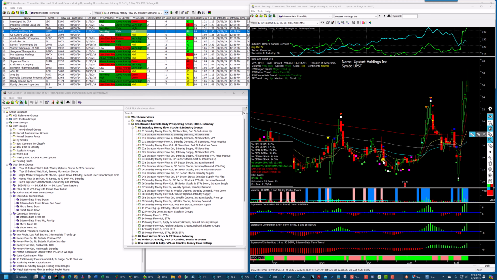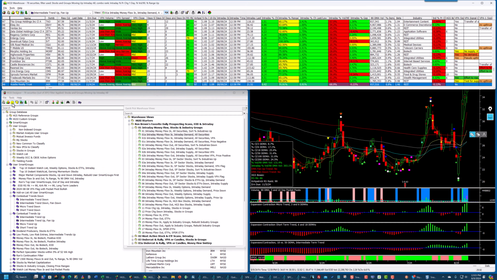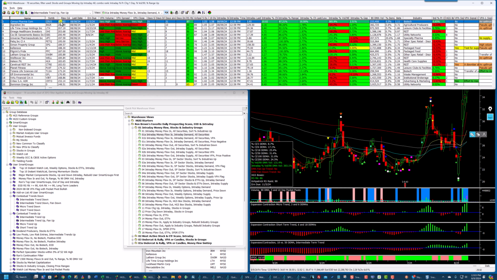Okay, now I'm going to do the last one on the intermediate trend up with a fan up. These are going to be the strongest stocks, and all of these are going to be positive over here in the chart, plus the fan is going to be up. So let's just transfer these to the intermediate trend up, and here, and notice how the relative strength is much higher on these.